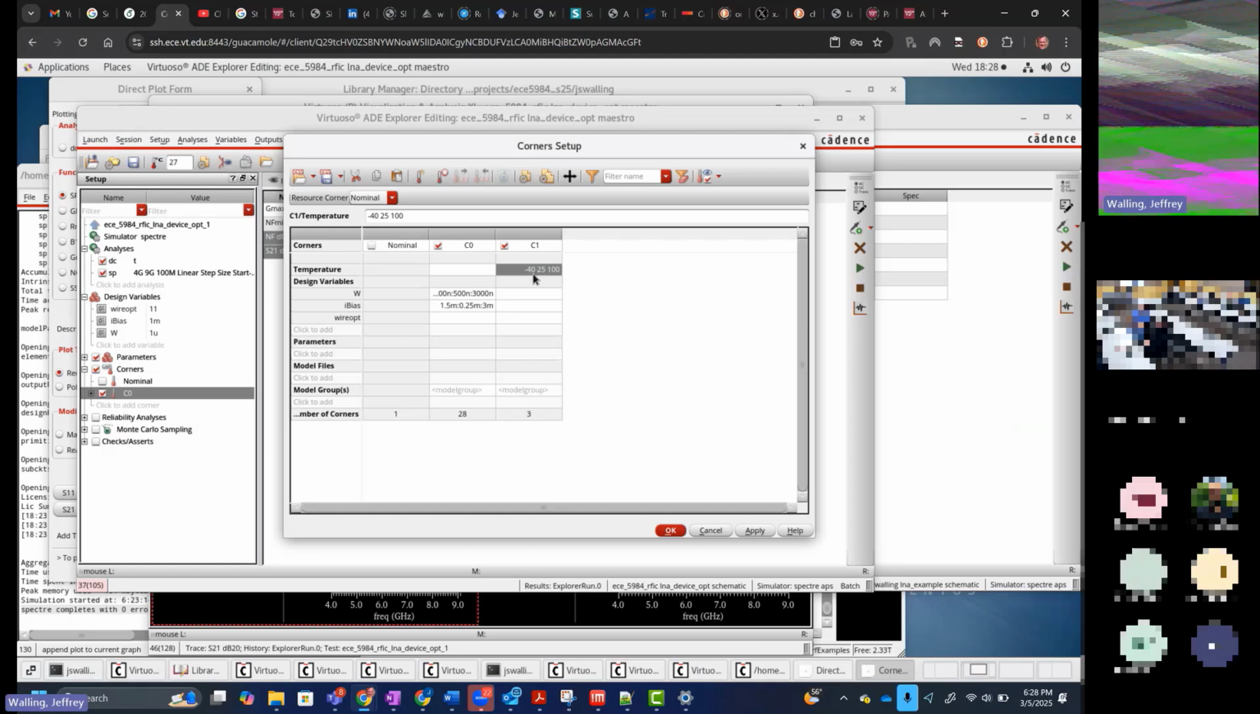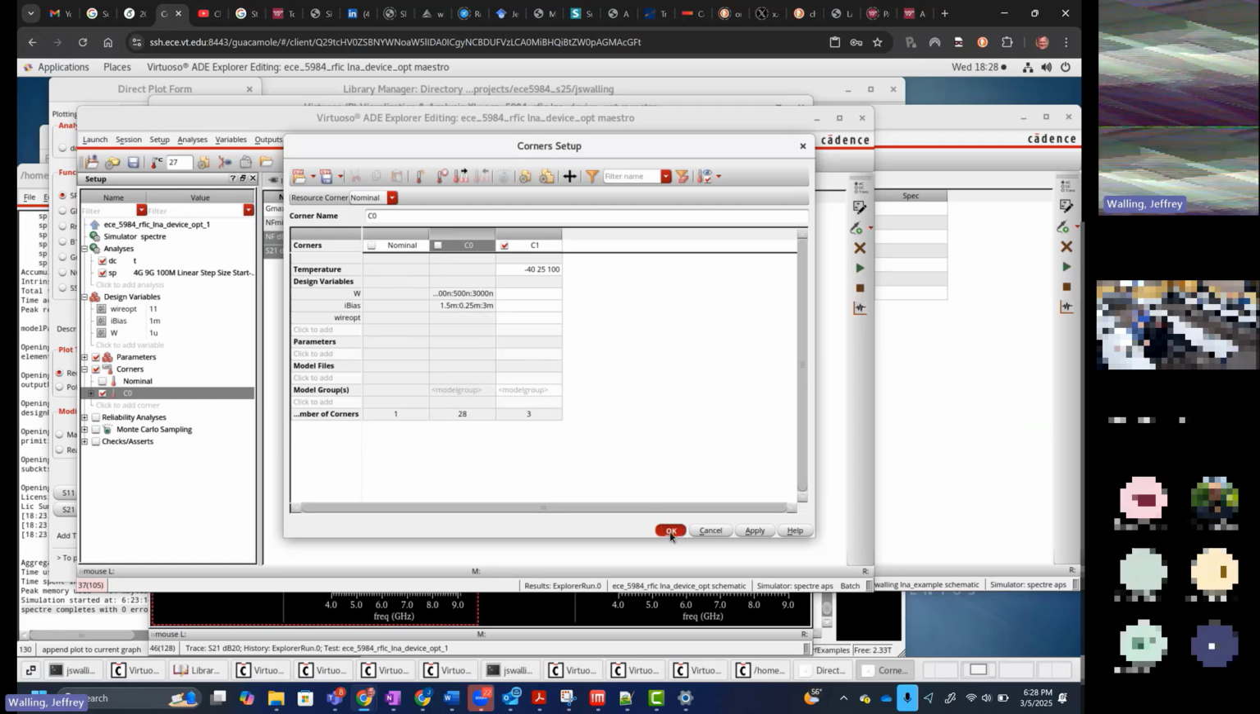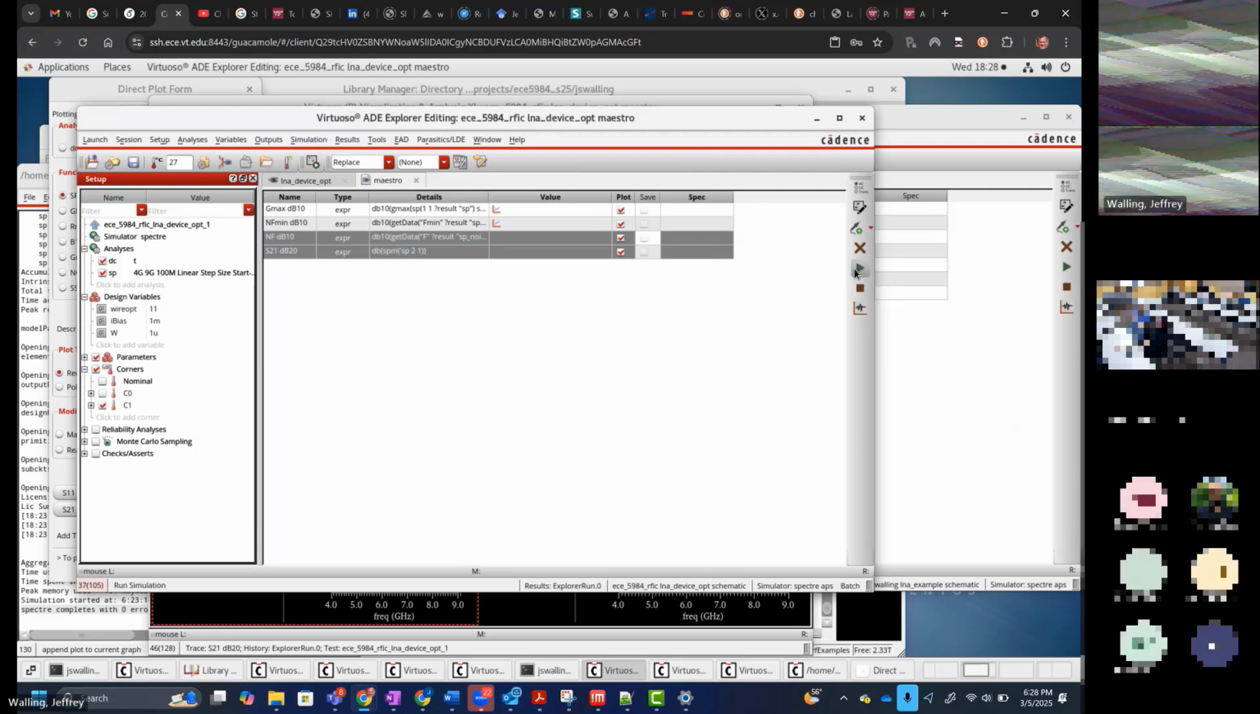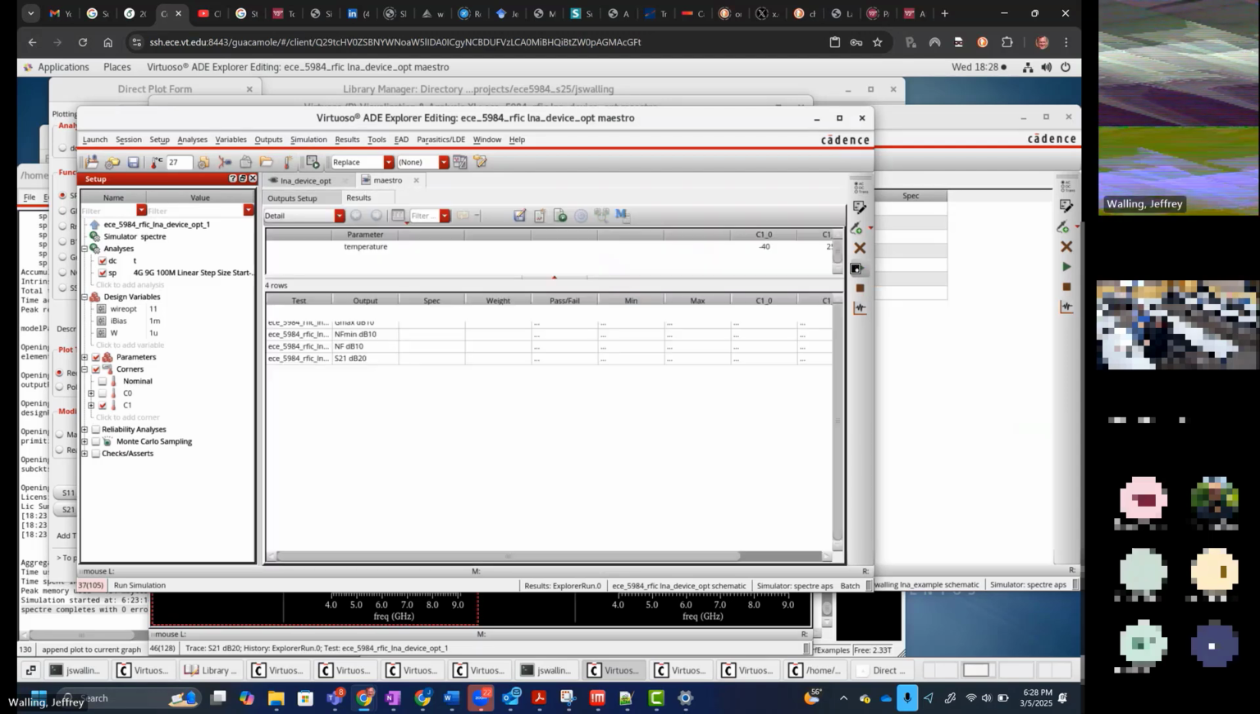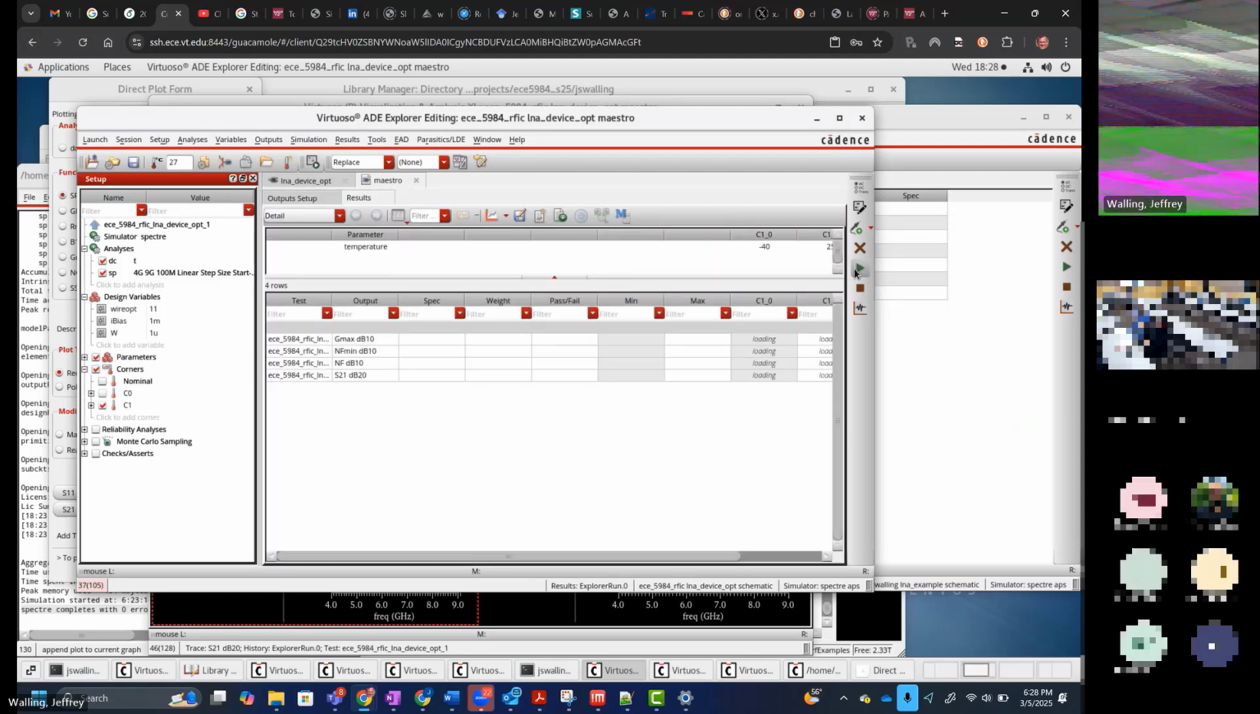If you put a space between the numbers, it will just do each of the individual numbers. You can also set them up as arrays to sweep through, like I've done with the other example. So in this particular case, it would calculate noise figure at minus 40C, 25C, and 100C. Let's see what that looks like. Corners might take a little bit longer.